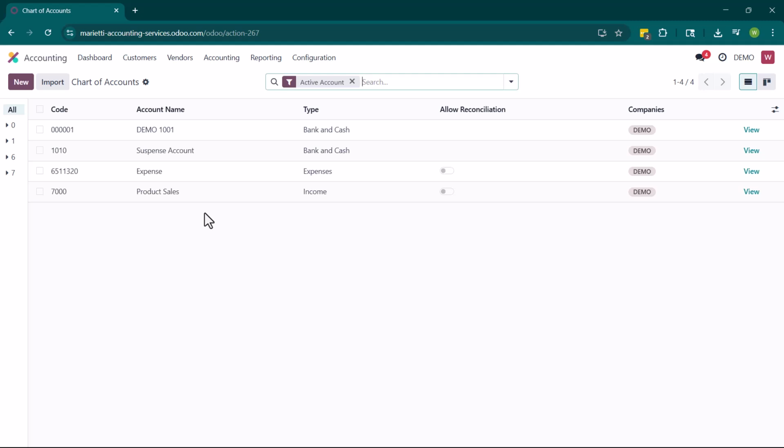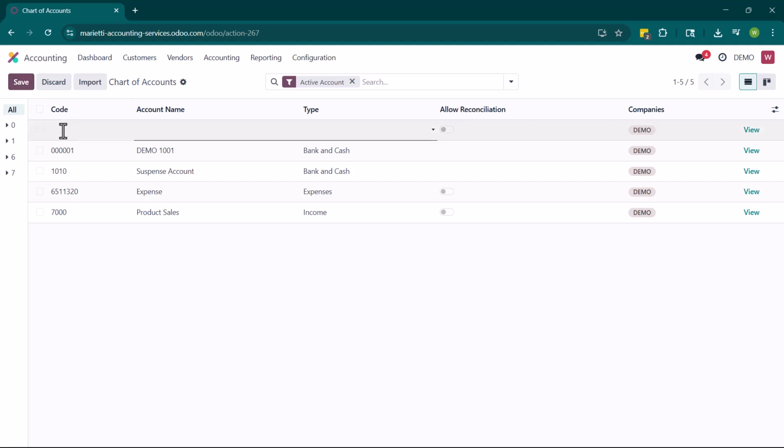So in accounting, our 5 main accounts are assets, liabilities, equity, income or revenue, and expenses. In order to create a new account here, we're going to click on New. Right here, the first thing it's going to do is ask you for a code. And a code is a number that corresponds to the specific chart of accounts. And this code is something that you will need to enter in Odoo.